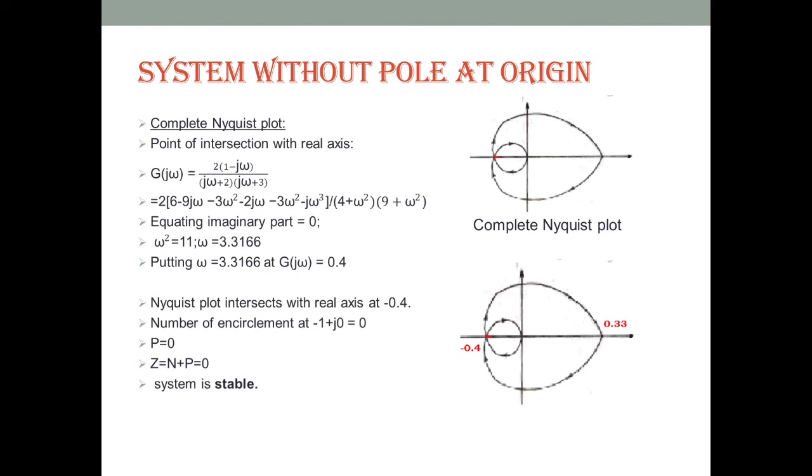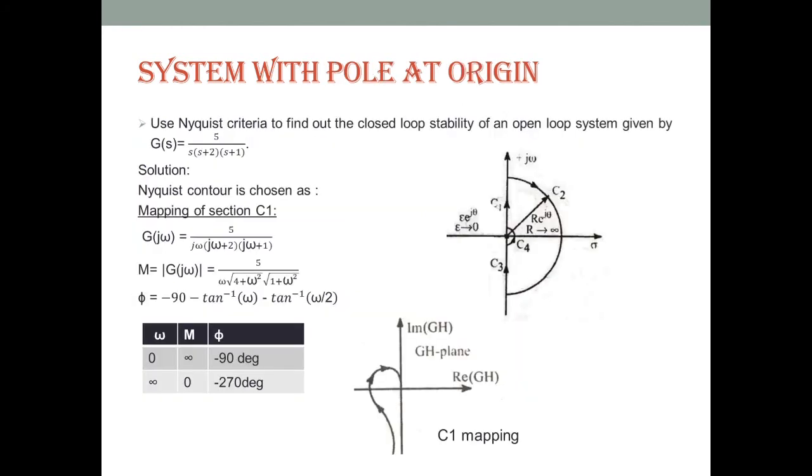One thing you have to keep in mind is that if you consider the clockwise encirclement, then Z becomes N plus P; otherwise the formula will change. N is equal to Z minus P. So we will always consider the clockwise direction, and the formula N is equal to Z minus P, or Z is equal to N plus P. Hence the system is stable.